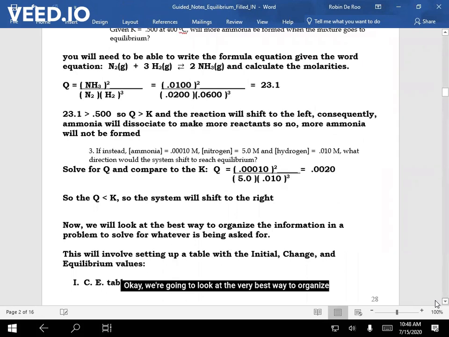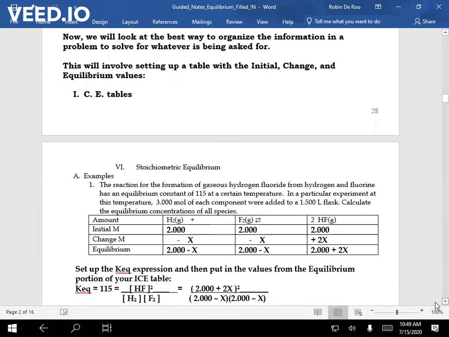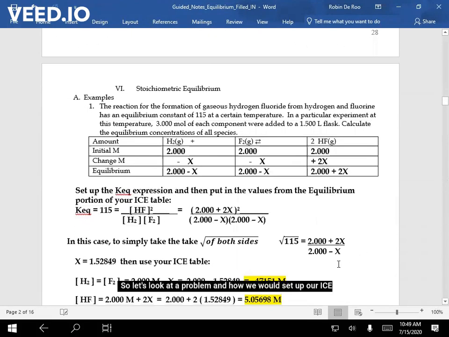Okay, we're going to look at the very best way to organize the information in a problem to solve for whatever is being asked for. We're going to set up a table with the initial, the change, and the equilibrium values. I call these ICE tables. Let's look at a problem and how we would set up our ICE table.